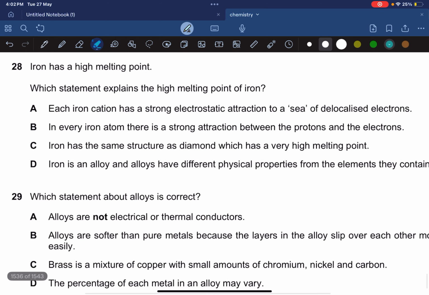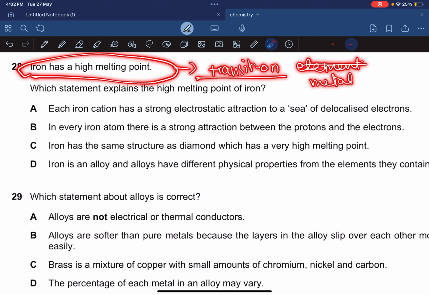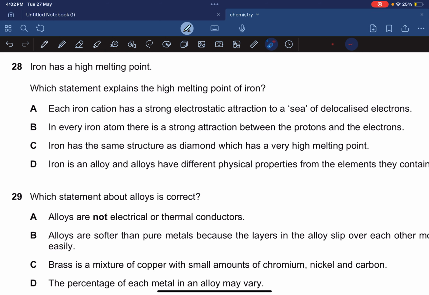Okay, iron has a high melting point. We all know that. But why do you think iron has a high melting point? Because iron is a transition element? Not quite. Forget about transition metals, just think that iron is a metal, and you'll get why it has a high melting point: because it has strong metallic bonds. A metal has a high melting point because it has strong metallic bonds. An ionic compound has a high melting point because it has strong ionic bonds. Simple.